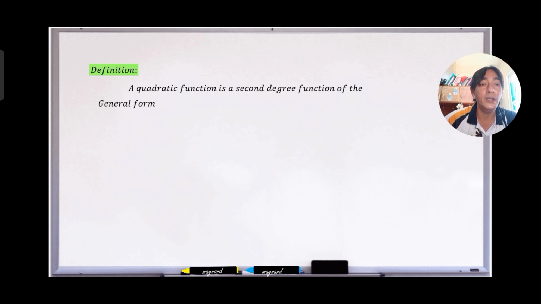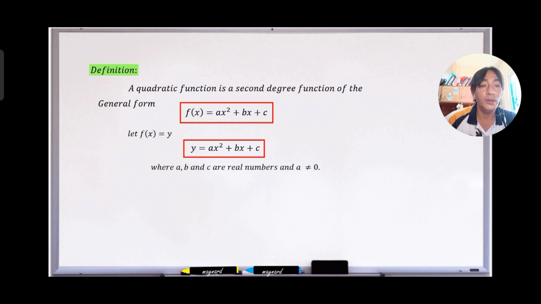Okay, by definition, a quadratic function is a second degree function of the general form f of x is equal to ax squared plus bx plus c. Or if we let f of x be equal to y, pwede rin siyang y is equal to ax squared plus bx plus c, where a, b, c are real numbers and a must not be equal to 0. Okay, parang definition lang ito ng quadratic equation, but sa quadratic equation kasi ang variable lang natin is x. Hindi tayo makakapag-graph. Okay, here makikita nyo dun sa general form niya meron ng y.